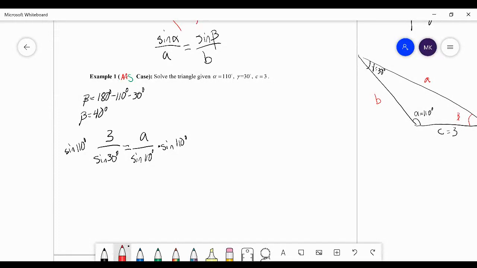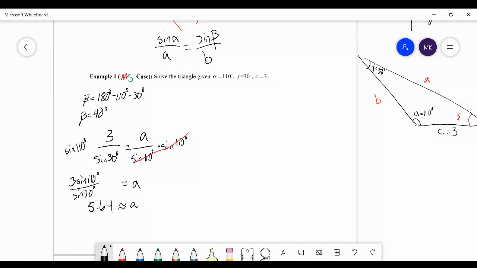Okay, these cancel out. I'm left with A is exactly equal to 3 sine of 110 degrees divided by sine of 30 degrees. And A is approximately equal to 5.64. So I know beta, I know A. All that's left to find is the value for B.